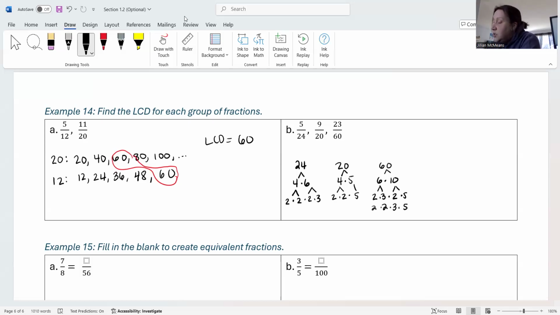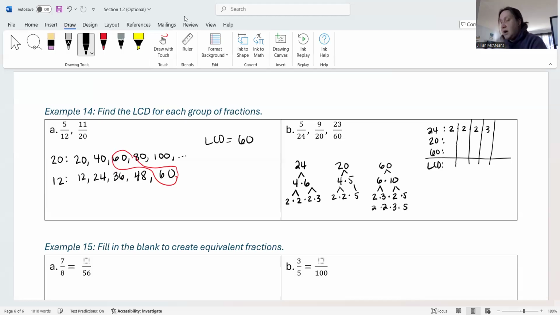All right. So what we do now is we create a table. We want to have a row for each denominator. So I'm going to have a 24 row, a 20 row, a 60 row, and I'm also going to have an LCD row, but I like to separate it out. Now, you want to list out one of the factorizations to start. Doesn't matter which. Let's say we start with 24. So 24 is 2 times 2 times 2 times 3. What those factors have created are columns. Once a number is in a column, that is the only number that can go in that column.